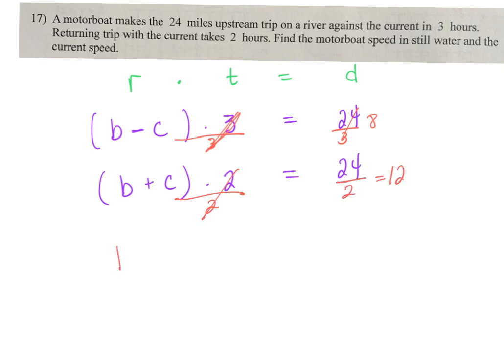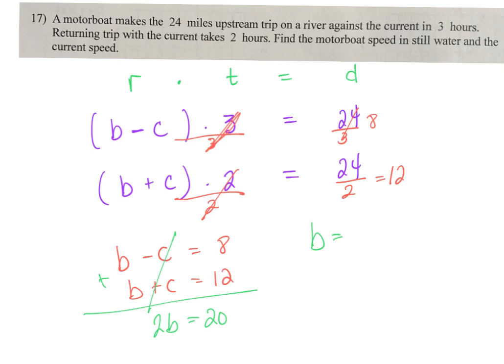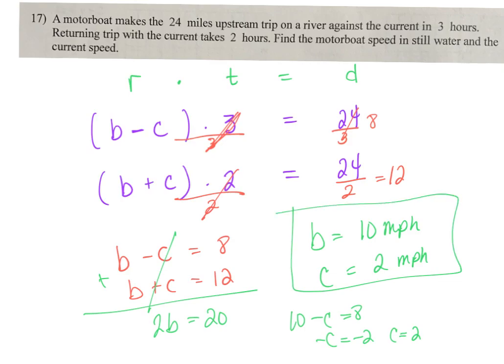So that will leave me b minus c equals 8, and b plus c equals 12, right? Now I have a perfect elimination problem. I can add it. My c's will cancel. I will get 2b equals 20. So the boat is going 10 miles per hour. If 10 minus a number is 8 and 10 plus a number is 12, the current is obviously 2 miles per hour. You just plug it in. 10 minus the current equals 8. Subtract 10. Negative c equals negative 2. C equals 2. And so that would be your answer.